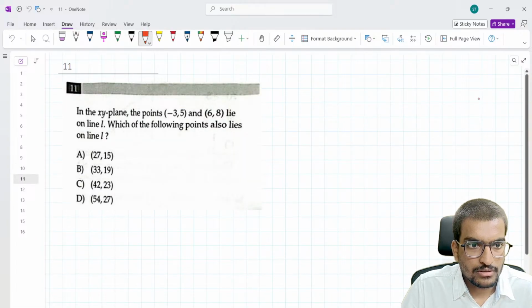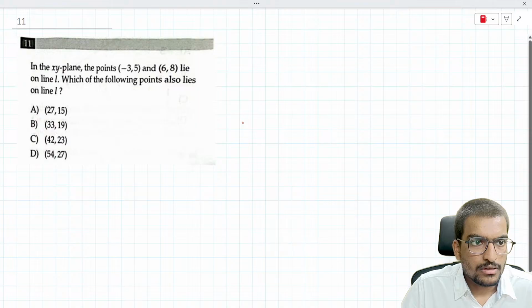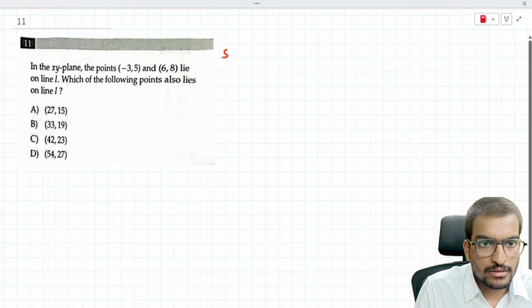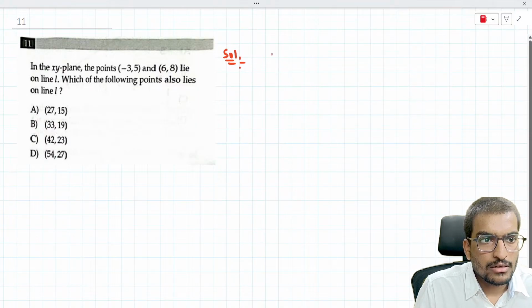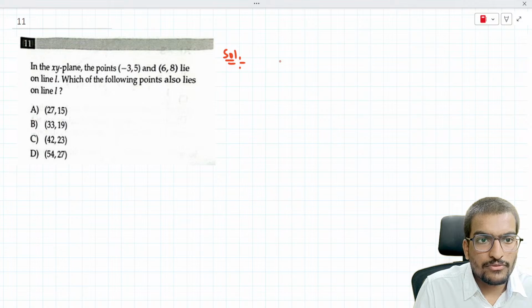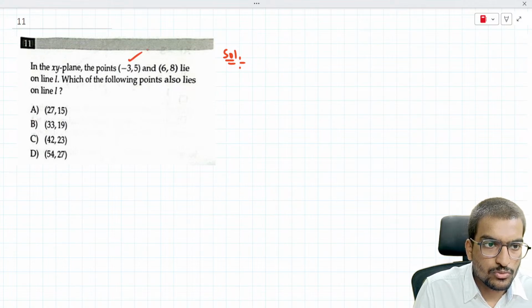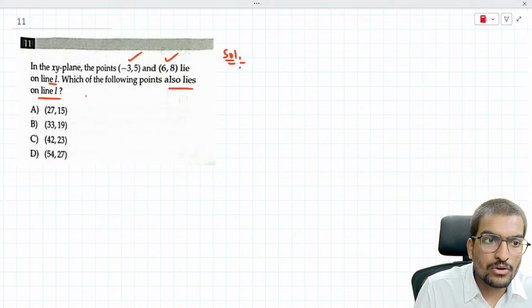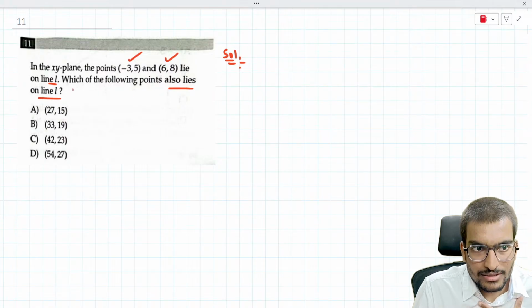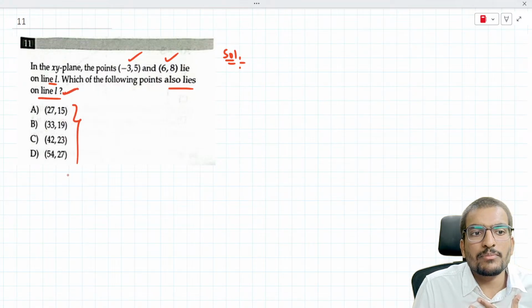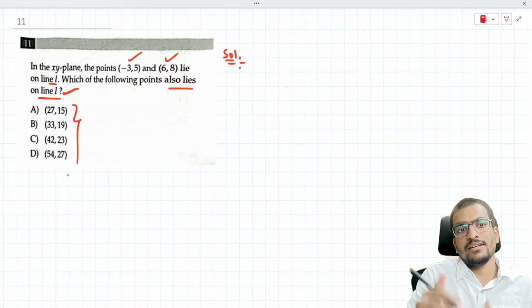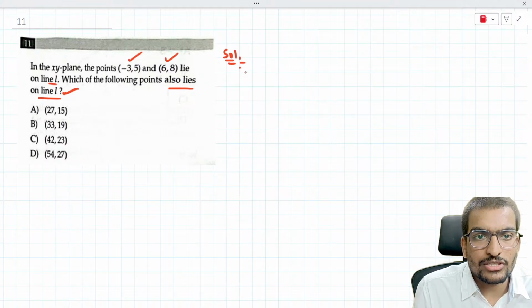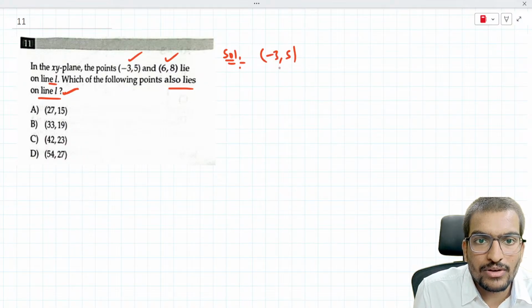Question 11. What all we have? In the xy plane, the points (-3, 5) and (6, 8) lie on line L. These 2 points lie on this line L. Which of the points also lie on L? So how can we get that? If we have the line equation of this, we can pick which is lying on it. So we need to find the line equation. How can we find the line equation with the given 2 points?